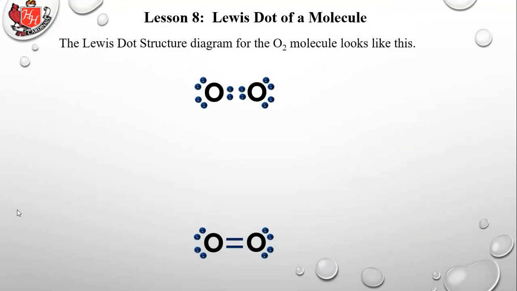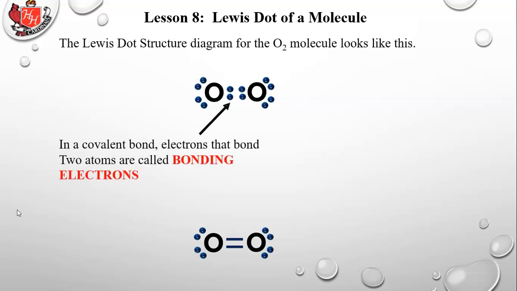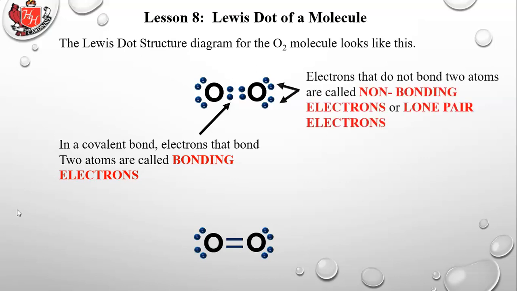The Lewis dot structure diagram for the O2 molecule looks like this. So there you see the double bond in between the oxygen. In a covalent bond, electrons that bond 2 atoms are called bonding electrons. So you have 2 pairs of bonding electrons in that double bond there. Electrons that do not bond 2 atoms are called non-bonding electrons or lone pair electrons. So get used to those terms, okay? You're going to hear those a lot.